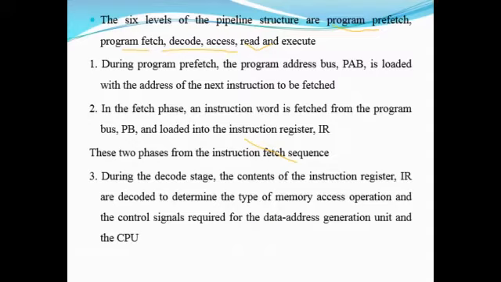Next, during the decode stage, which is the second stage, the contents of the instruction register are decoded to determine the type of memory access operation which is required and the control signals required for the data address generation unit and the central processing unit. Initially we go with prefetch, which includes a fetch phase, and then a decoding stage wherein the instruction register is decoded, depending on the memory access operation and the control signals.